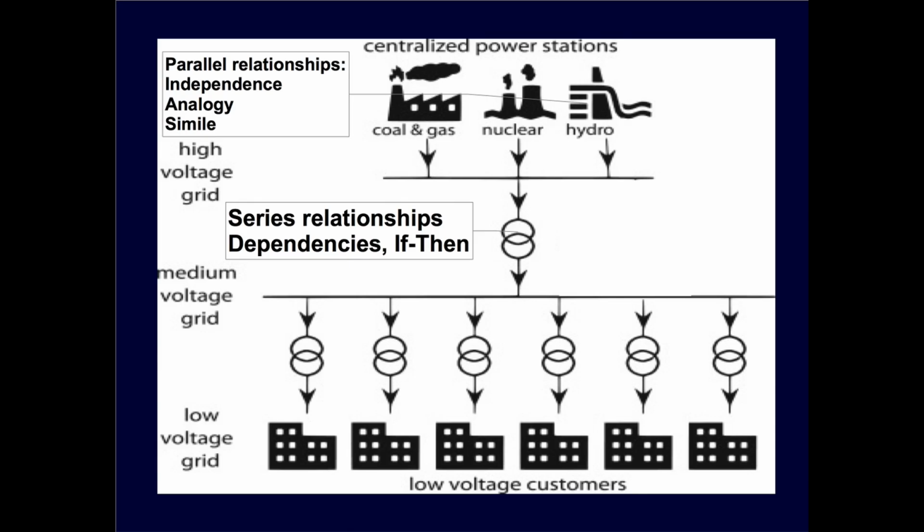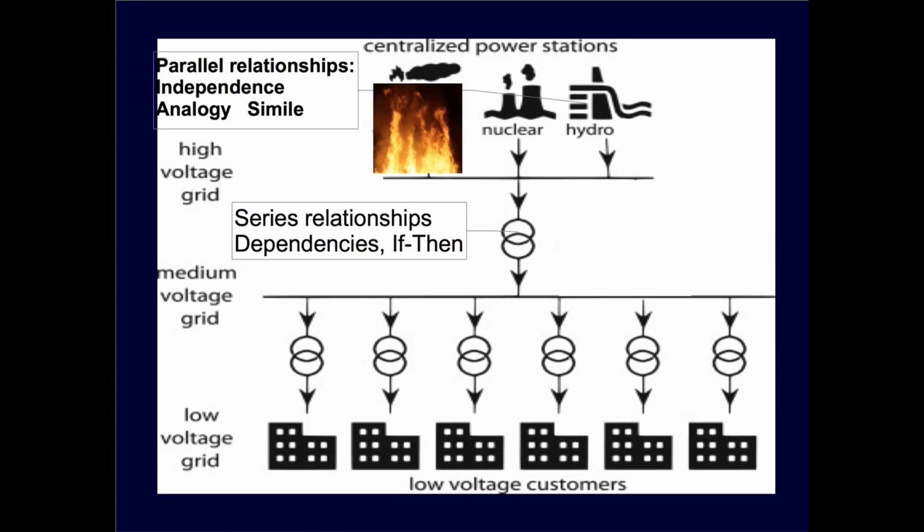Let's take a look at this grid power system, for example. We have three independent power sources here: a coal and gas plant, a nuclear power plant, and a hydroelectric generator. These power generators feed the electric grid in parallel. Meaning, if one power generator goes down for any reason, like maybe it caught on fire or maybe just a maintenance shutdown, the other two plants still run business as usual. The power plants run independently or in parallel to each other.